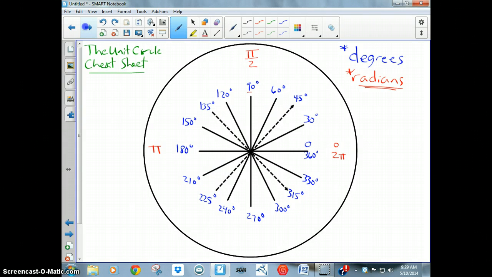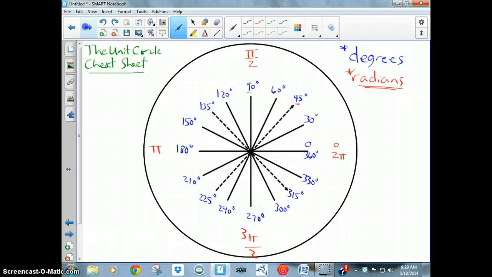Now, if you follow a pattern and you start counting, this is 1 pi over 2. This is 2 pi over 2. So this one has to be 3 pi over 2, which is 270. And then 4 pi over 2 is the same as 2 pi. All right, so now you've done all your multiples of 90. Now let's do multiples of 45.